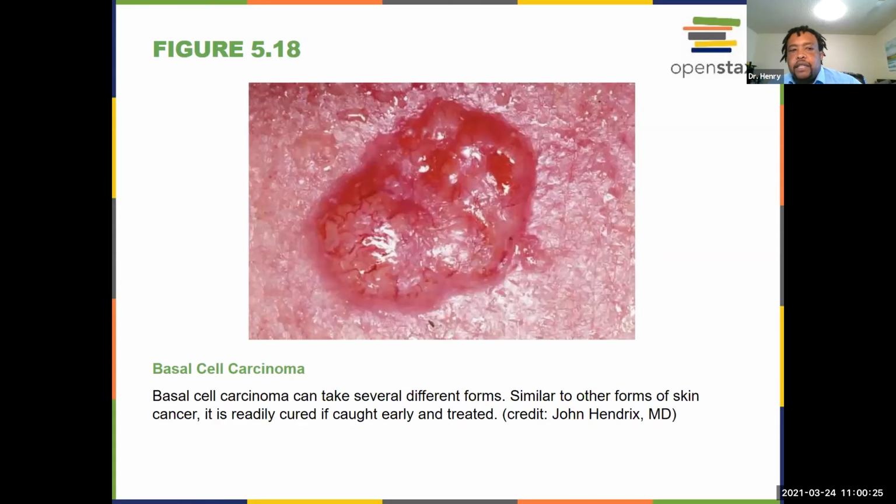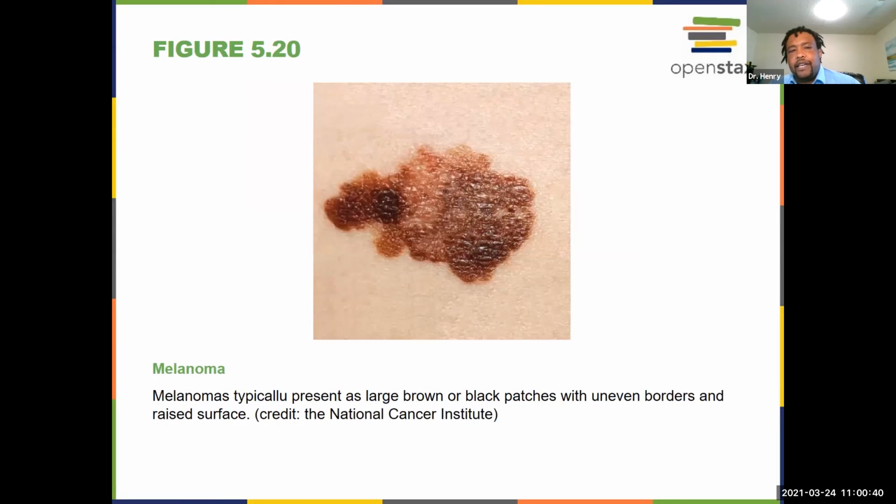So when we're talking about the basal cell carcinoma, it's raised significantly, and then you also have, like I said, that veiny type of look to it, right? Where these guys are just going to be a dark spot. They're going to have some raise to it, but it's not going to be to the level that you saw with the basal cell.